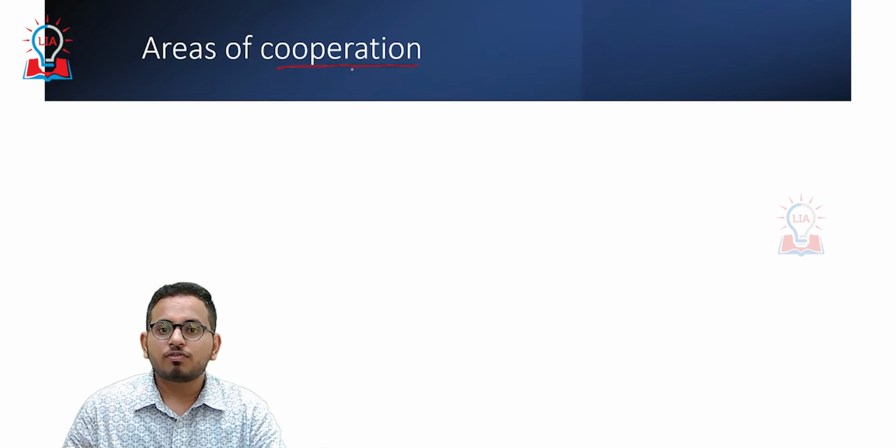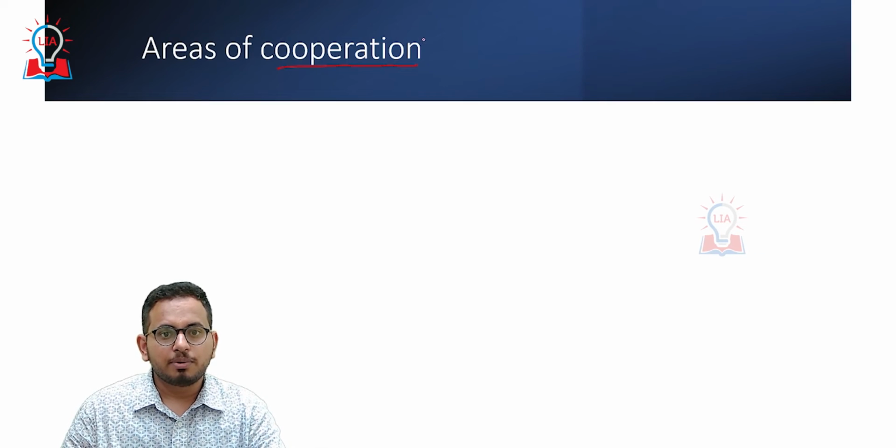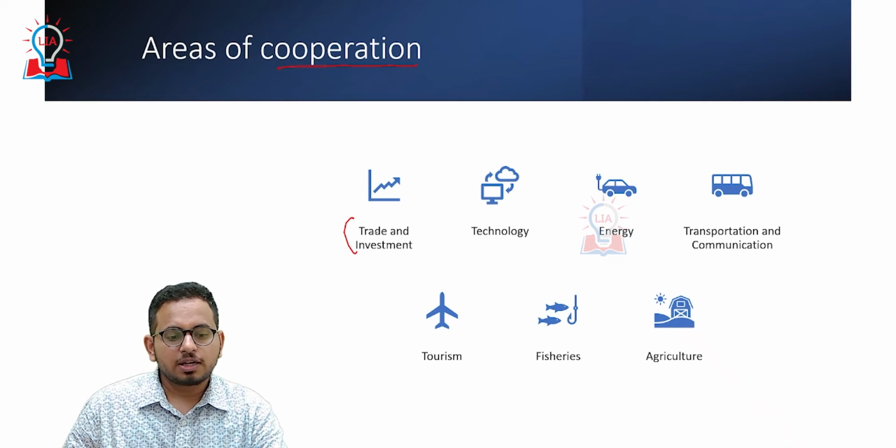What are the areas of cooperation? We have seen some of the mutual benefits. It is a principle of BIMSTEC that the partnering countries should work for mutual benefit. What are the areas of cooperation?